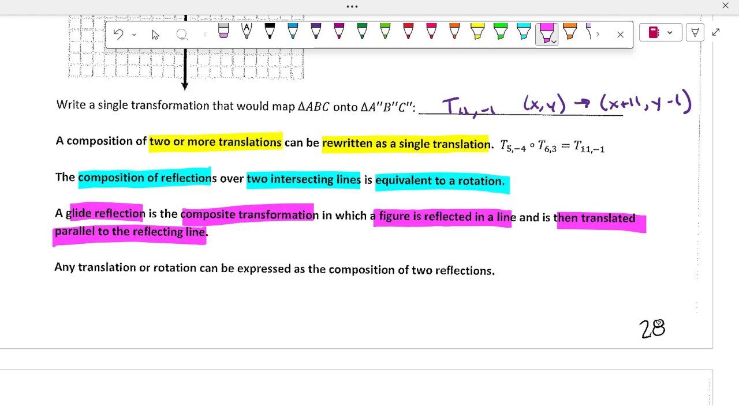All right. But anyway, you guys get the picture, right? Basically, if you're reflecting over this line, you reflect at this point, it'll be over here. If I translated parallel to this line, that means my vector is going parallel to this line. So my vector would be going this way. All right, that's what that means. That's a glide reflection.